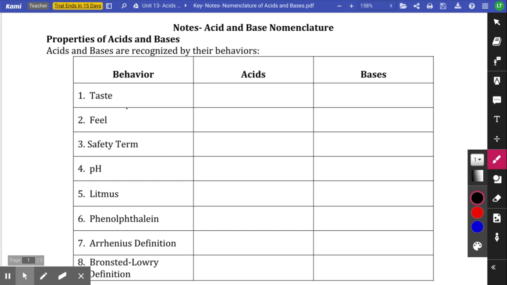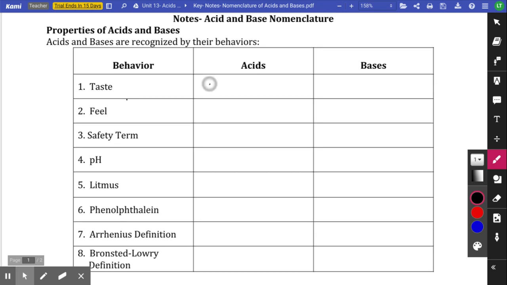All right, so in general, we're going to start with taste. Acids, or things that are acidic, are going to taste really sour. So I think of a lemon, lime, any kind of citrus. Those are all typically very acidic, have pretty low pHs. And so those are all things that are really sour. Vinegar, things like that, acidic, pretty sour. And then bases taste bitter.